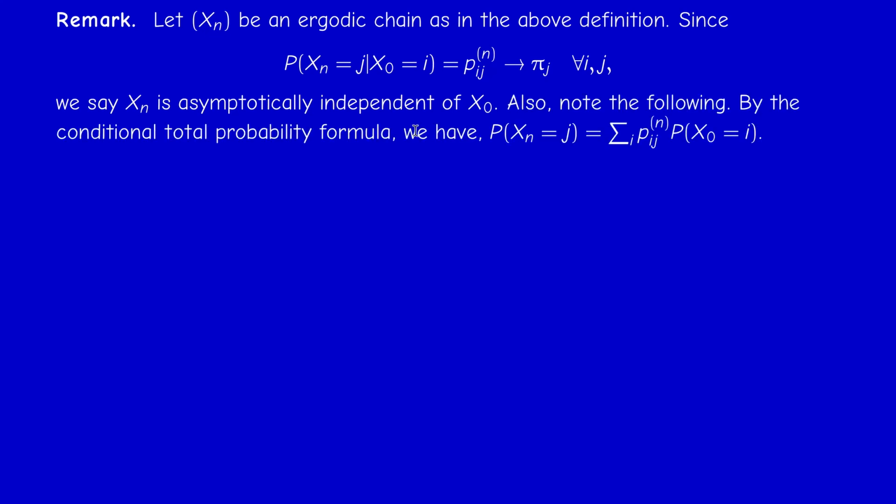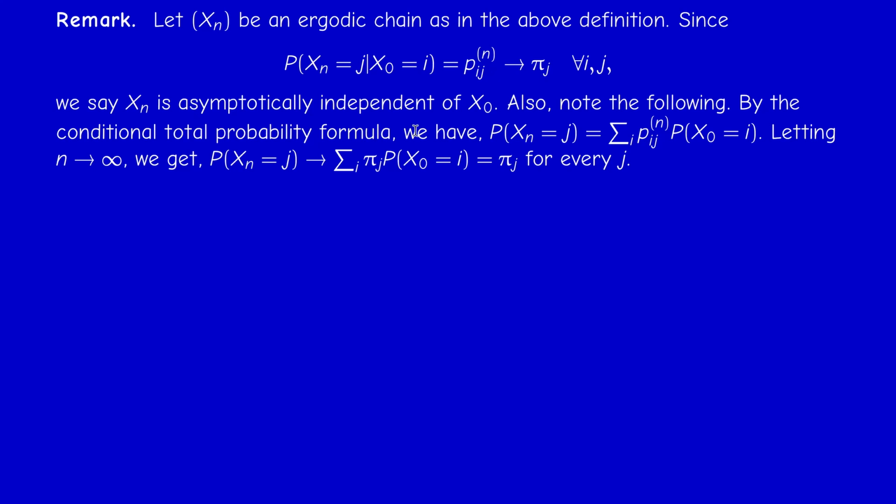Also note the following. If we write the unconditional probability, the probability that we are at state j at time n, using the total probability formula, you condition on X_0 equal i. When you let n tend to infinity, this is a finite sum, so P_ij^(n) converges to π_j, and this doesn't depend on i. So I can put π_j outside the sum, and I am left with the sum of P(X_0 = i), which is 1. Otherwise stated, π_j represents the asymptotic distribution of X_n.